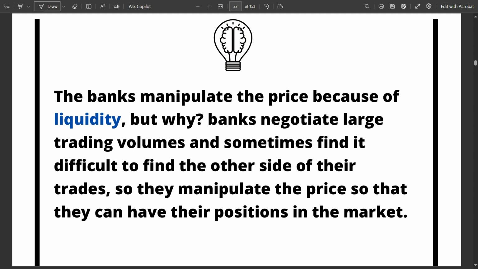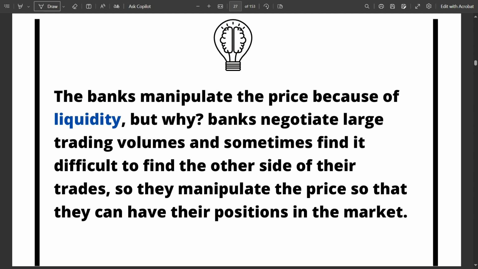Banks manipulate prices because of liquidity. But why do they do this? The orders from banks are massive, much larger than you might think. For instance, a bank might want to place an order for 100,000 lots, and sometimes when they want to make heavy purchases, they can't find enough sellers on the opposite side. Like we mentioned before, liquidity is what the market needs.